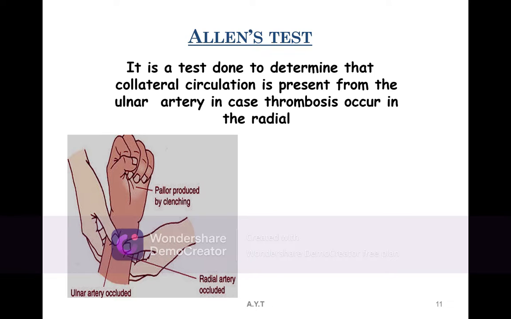Leave it. If the ulnar is occluded, nothing happens because the hand is supplied by the radial. But if the radial is occluded, the hand becomes pale and cyanosed, it means that this is the artery which is the dominant supply of the hand. Allen's test should be done. It is not done usually, but it should be done.